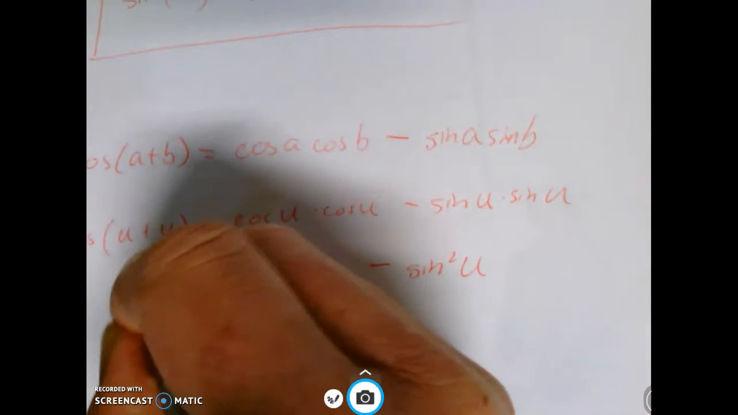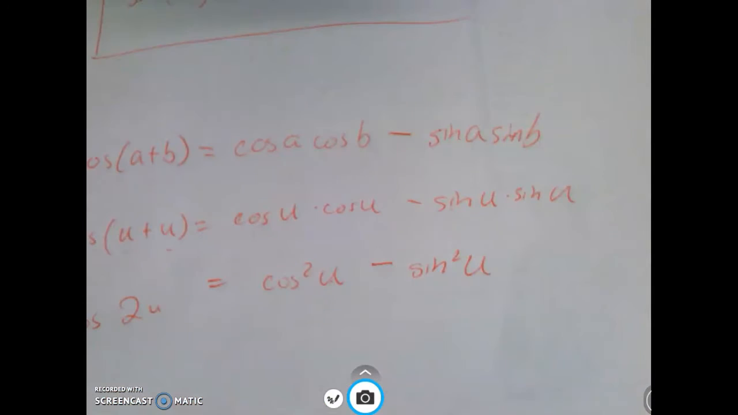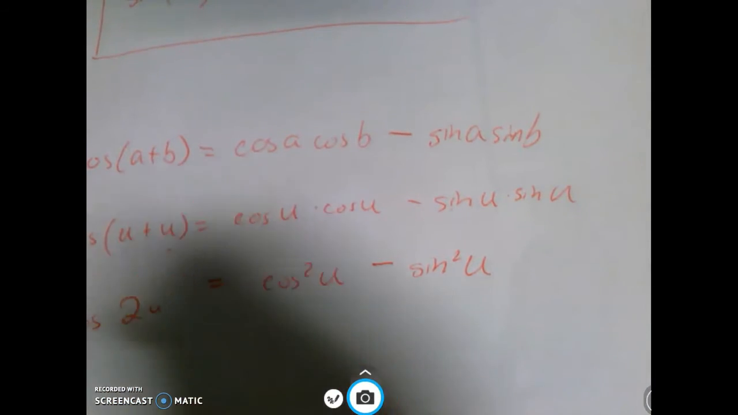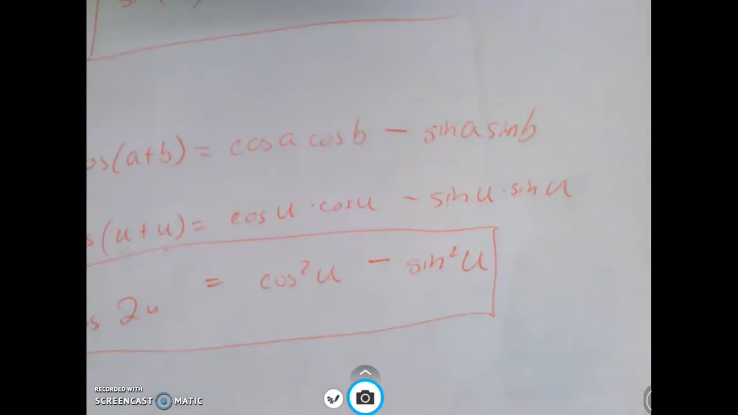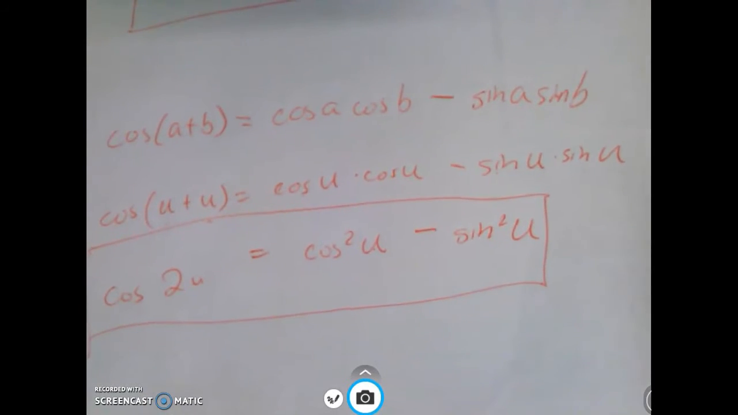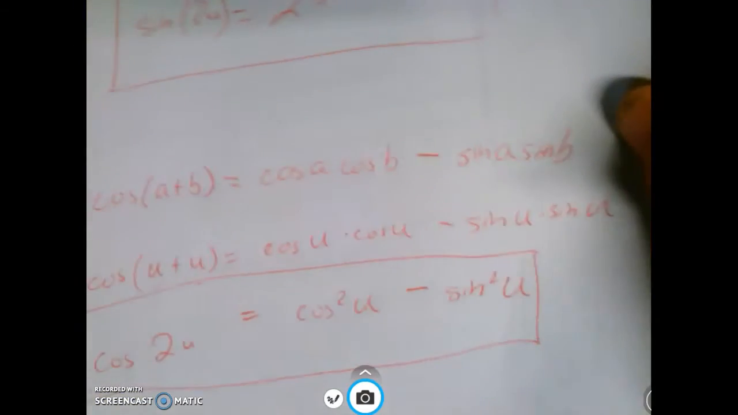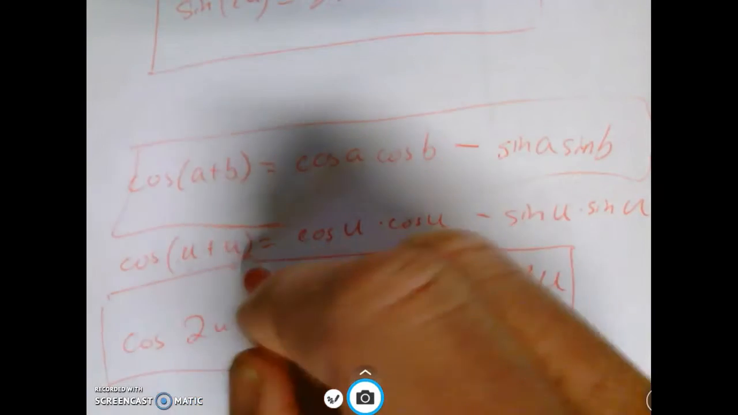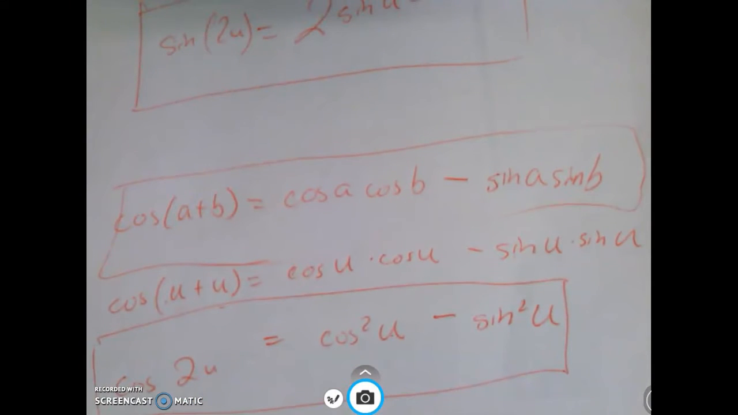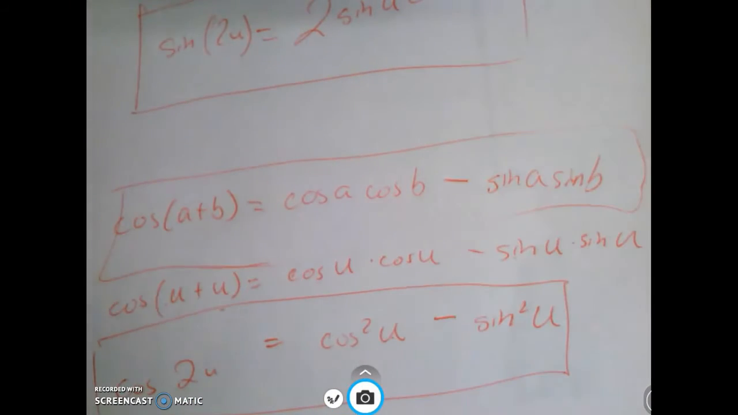u plus u is 2u. So what do we have? Cosine of 2u is cosine squared minus sine squared. There's your formula. You don't need to memorize it. It's in the book. But if you needed to get it, as long as you know the original of this formula, plug in u and you can get this on a quiz or a test in calculus. So that's what those are. That's where they come from.